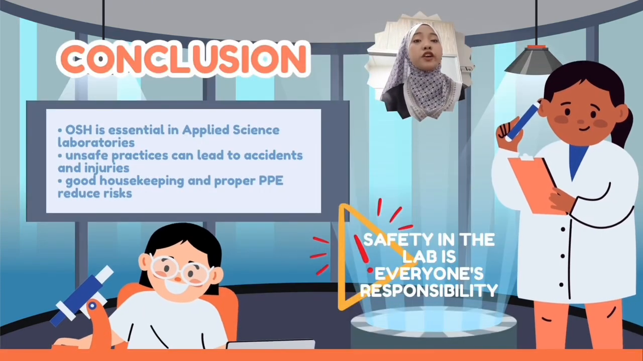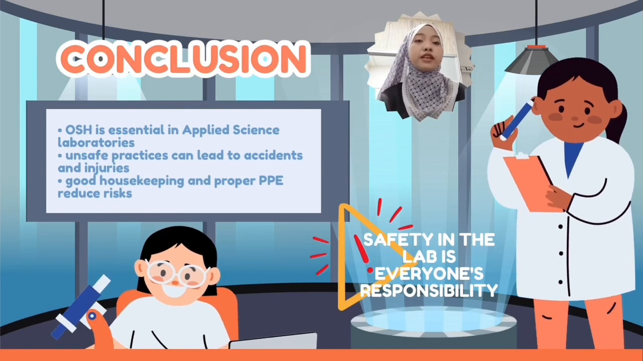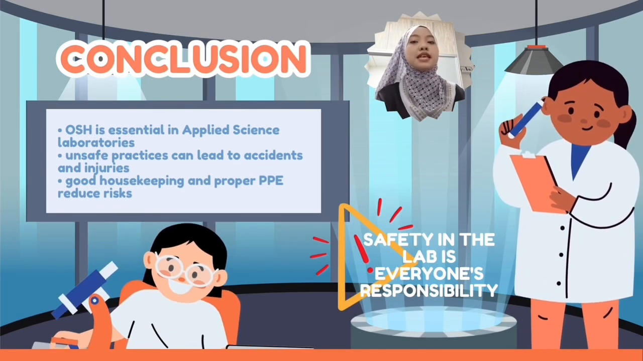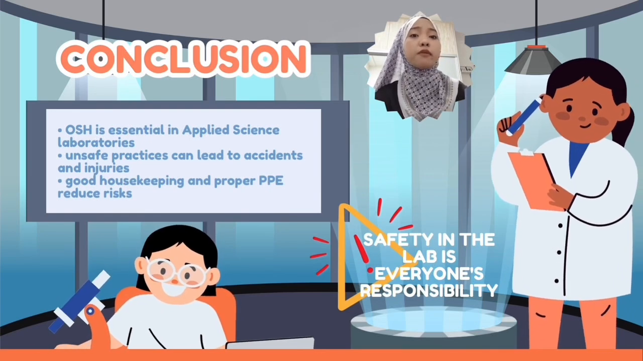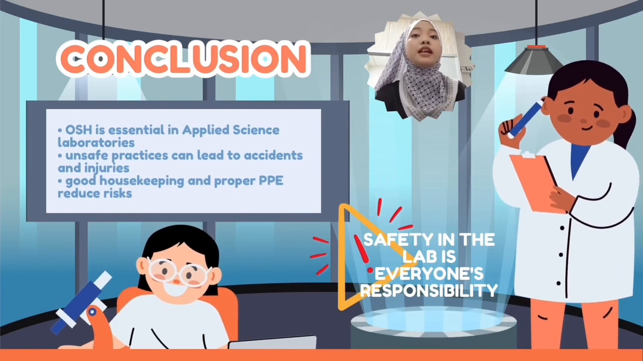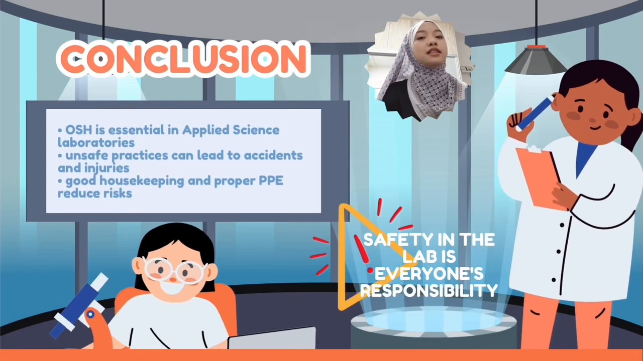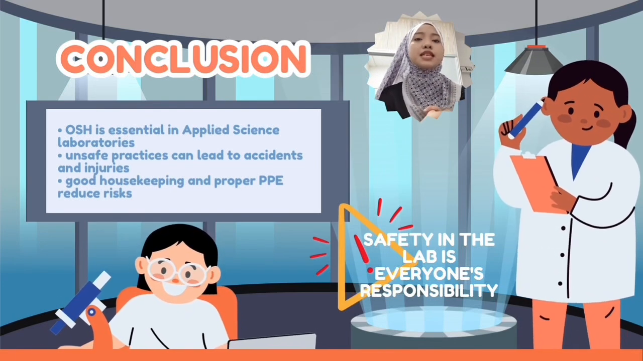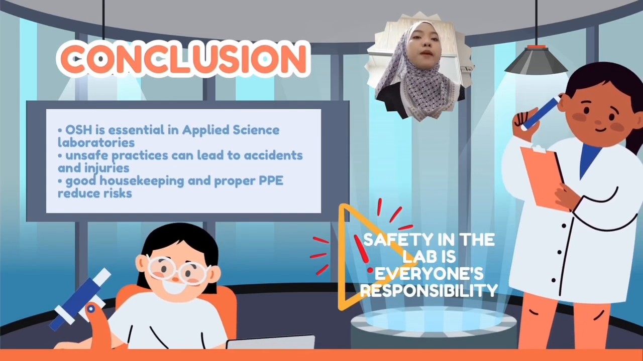To conclude, occupational safety and health plays a crucial role in ensuring safety in applied science laboratories. Unsafe practices such as poor housekeeping, improper use of personal protective equipment, and incorrect handling of laboratory equipment can lead to accidents and injuries. However, these risks can be minimized by following OSH principles and maintaining good laboratory practices.